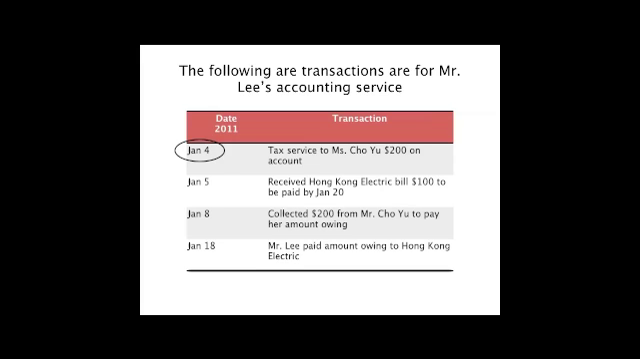This is an example of a list of transactions. Just note that for the date, you do not have to put the month for each transaction. Only the first transaction will need to include the month.